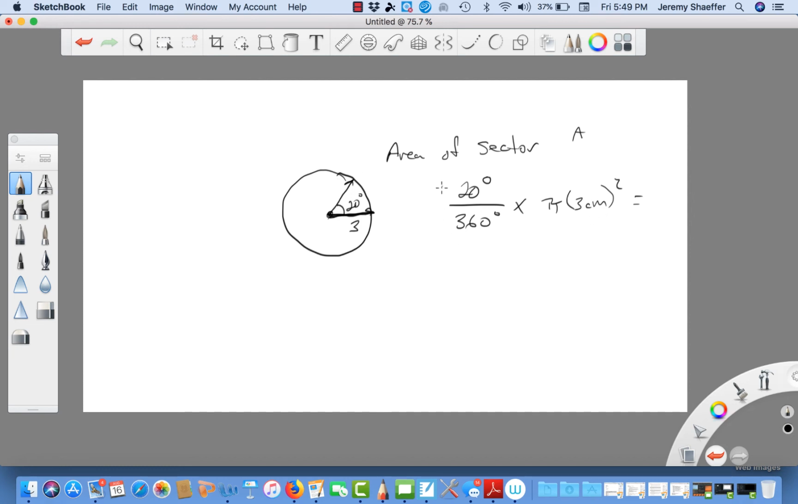Now what the fraction here does for us is it excludes this whole spot, and it gives us the ability to include the segment that we want, the area of the sector that we want, okay? We can do the opposite and find this area, but then what we're going to have to do is take 360 degrees and subtract 20, and then that would be our actual fraction. So it would be 340 over 360 times pi times 3 centimeters squared. Okay, you can do it both ways, and you'll see it both ways.